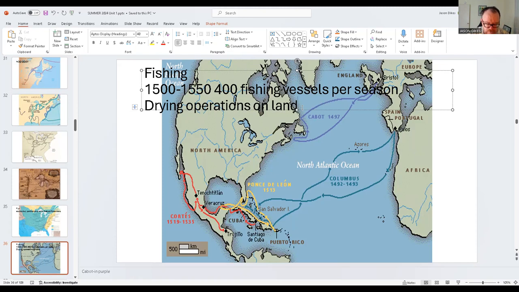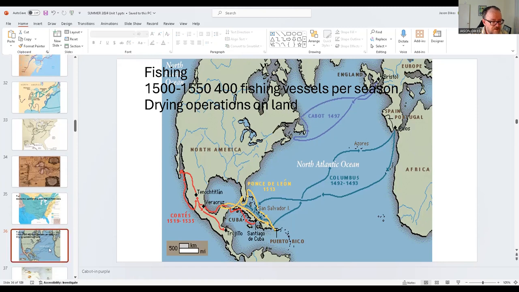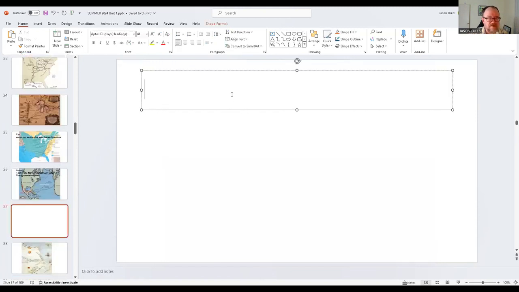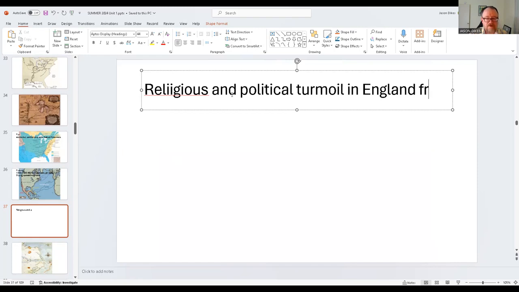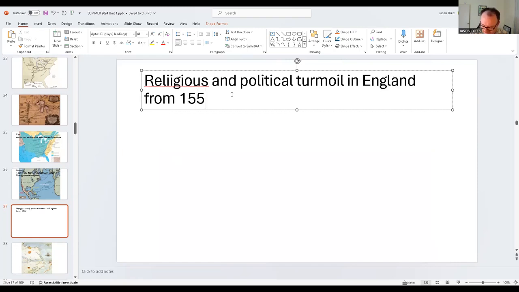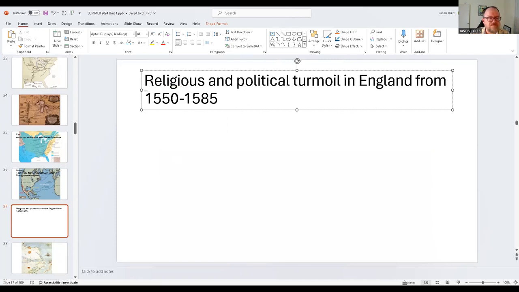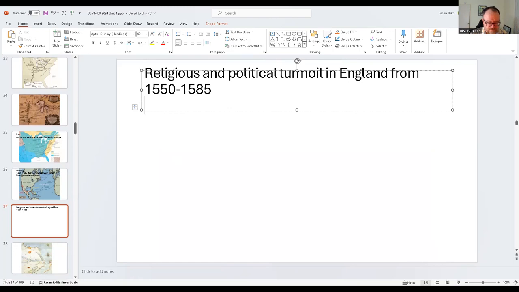England failed to colonize any further after the Cabots, mainly because of religious and political turmoil in England from about 1550 until about 1585. There was a lot of overturn religiously, there was a lot of overturn politically. So let me briefly sort of walk us through this.